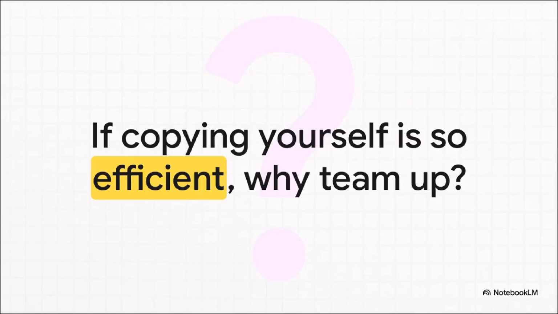So you look at all these methods, right? They're fast, they're efficient. It really makes you wonder, if just copying yourself is so easy, why in the world did so many organisms develop a much more complicated way of doing things that requires a partner?